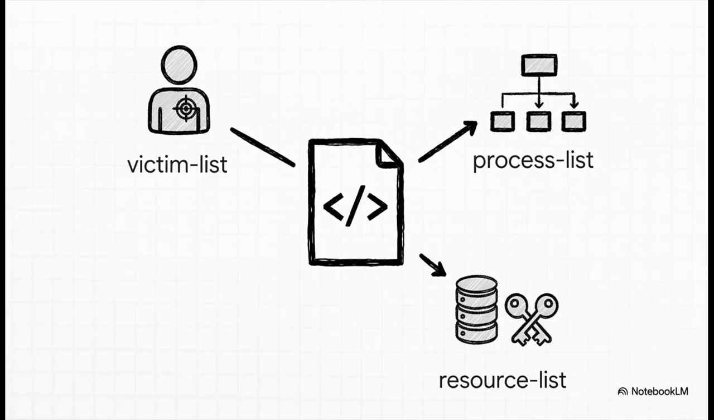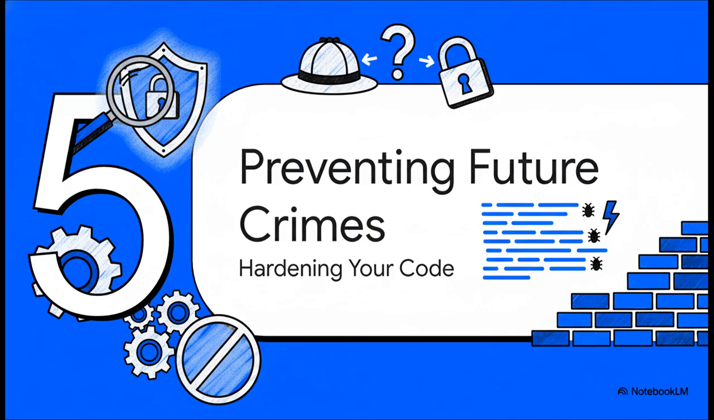So what's in this XML report? It's basically the entire case file. You've got the victim list, which tells you which process was killed. You've got the process list, which details every single process involved, what they were, what SQL they were running. And you get the resource list, which tells you the exact thing they were fighting over, down to the specific key, row, or page.